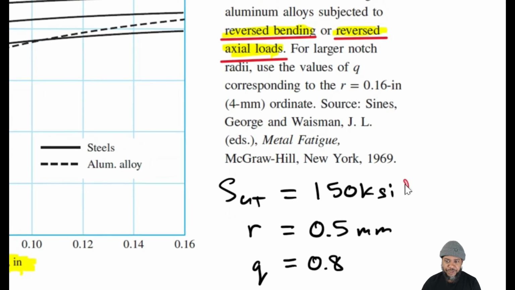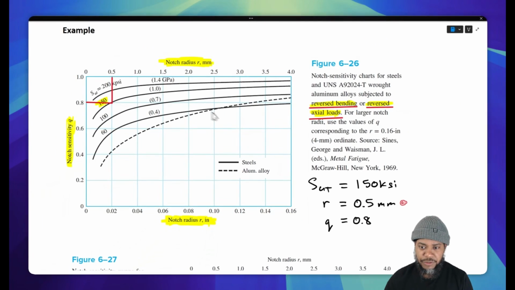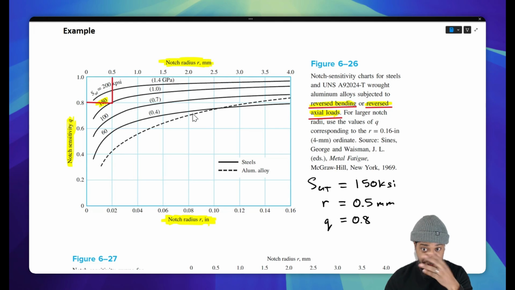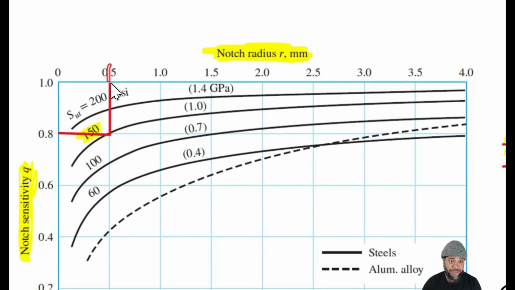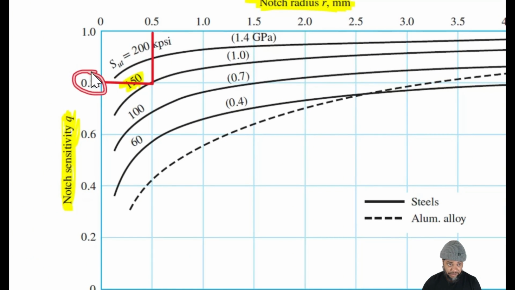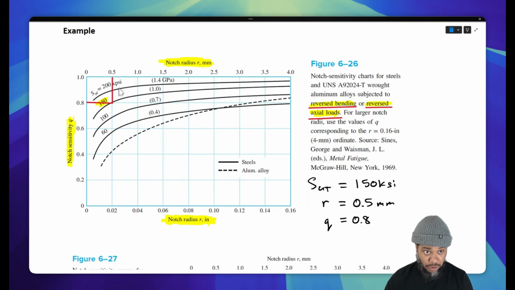Well, say we're given a material and we know its tensile strength, and we know its radius as well, the radius of the feature of the stress concentrator. Well, we can put that radius, the notch radius, into this chart. We can plot down to the tensile strength of our material, and then we can plot over to find the notch sensitivity factor for our material and the specific geometry that we have, right? Using this Q, we then will need to get the Kt parameter, and then we can calculate Kf, right?